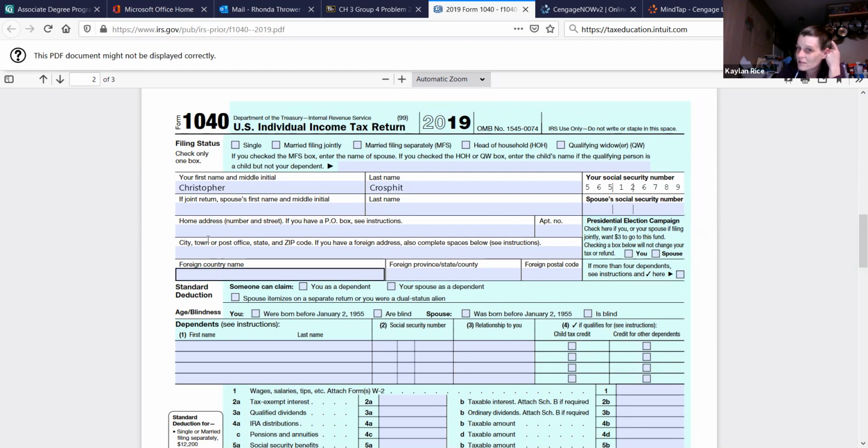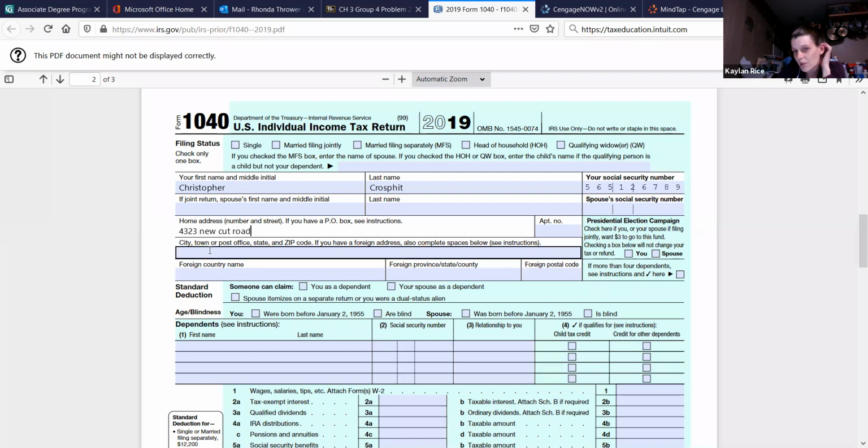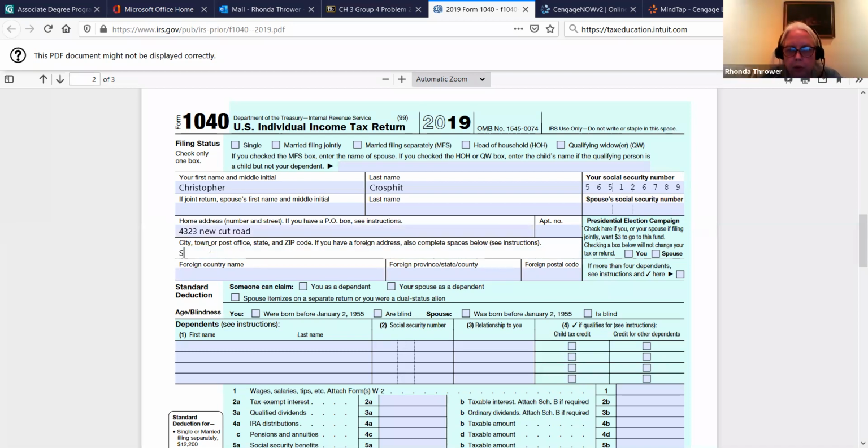Address 4323 New Cut Road. It's going to be Spartanburg. Spartanburg. Y'all know how to spell that out, don't you? SPARTANBURG.